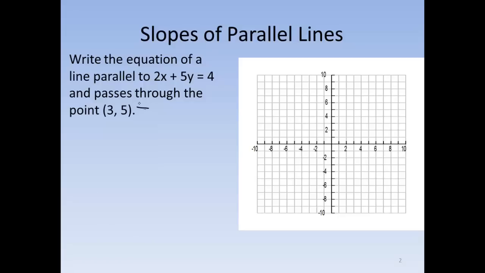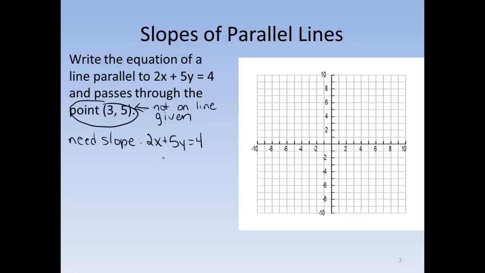So this point here, 3,5, is not on the line given. So to write the equation of a line, we need two pieces of information. We need the point and the slope. Here is the point that we're going to use. It's the one not on the line. We need the slope. And in order to do that, we're going to take the equation 2x plus 5y equals 4, and we're going to solve for y.